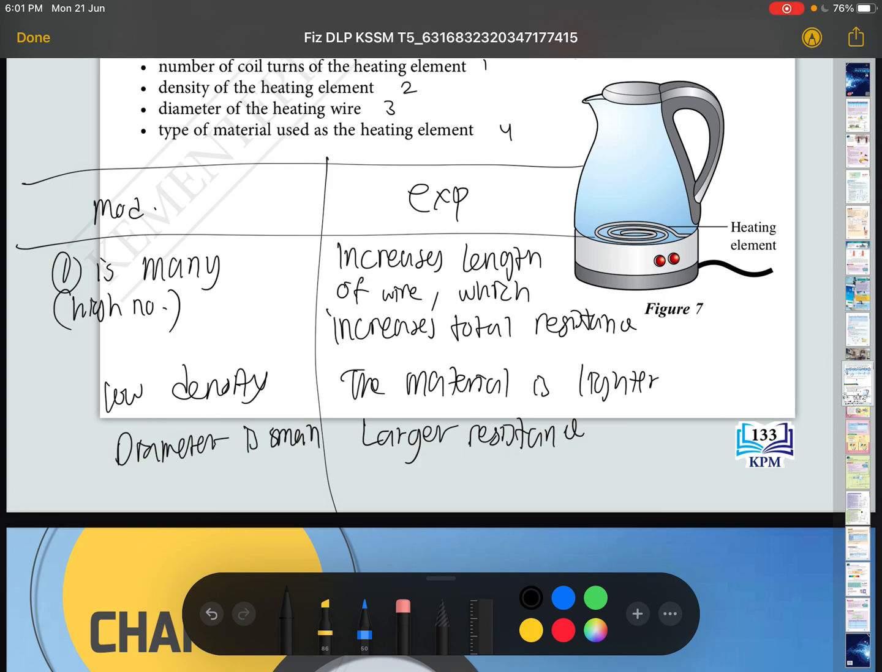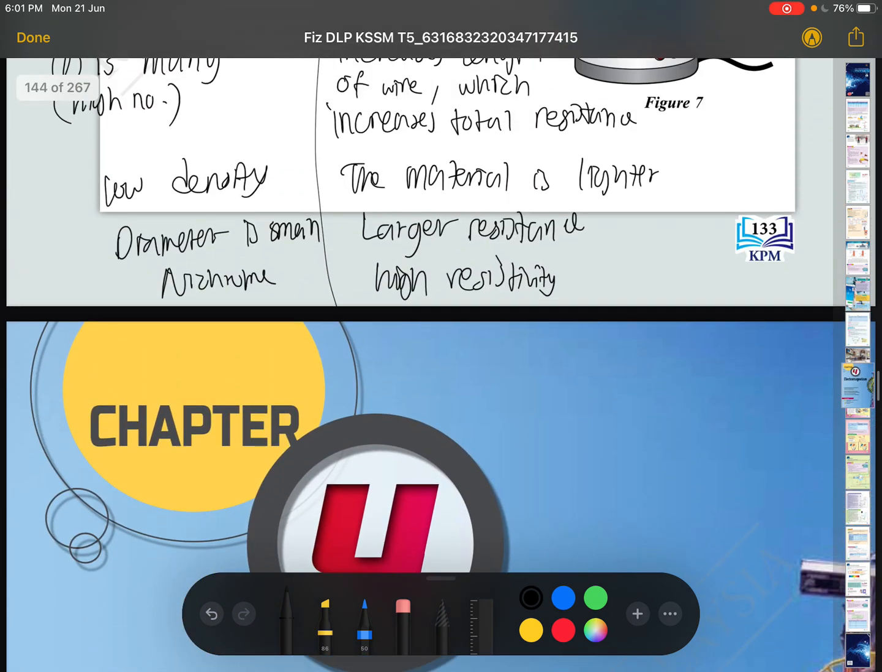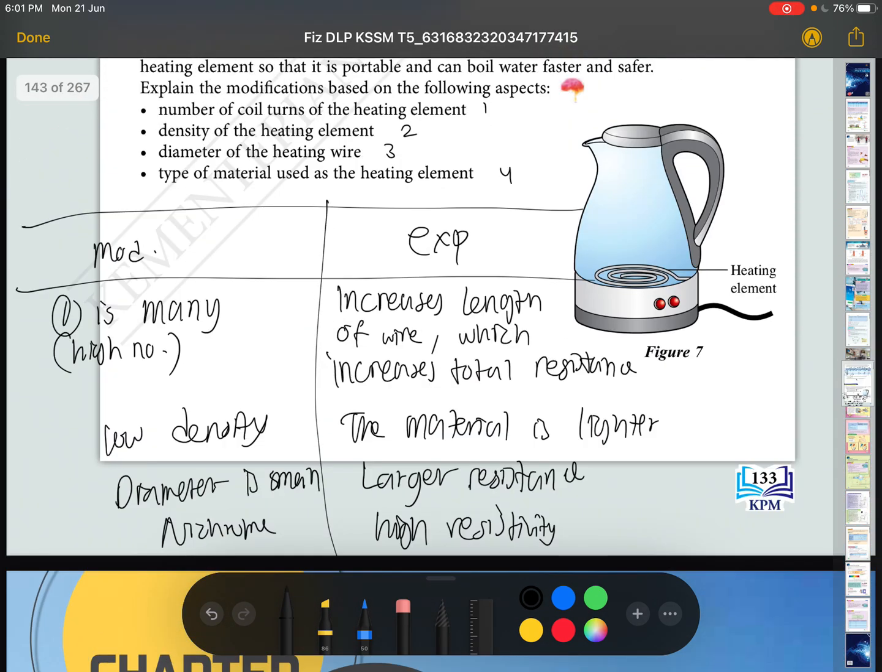But yeah. And lastly, type of material used. You want to use nichrome because nichrome has a high resistivity. So yeah, that's the answer.